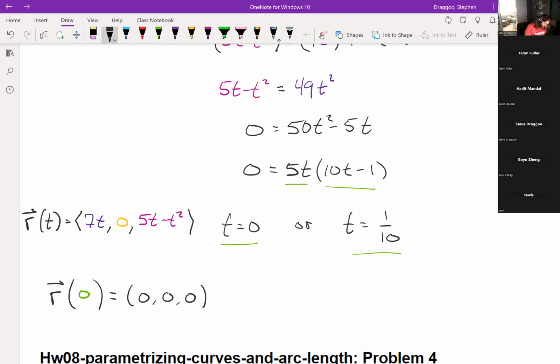On the other side, I also need R of 1/10. Which looks like 7/10, 0, and 5/10 minus 1/100, or 49/100. Those would be our 2 points.